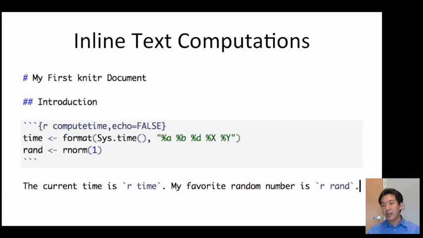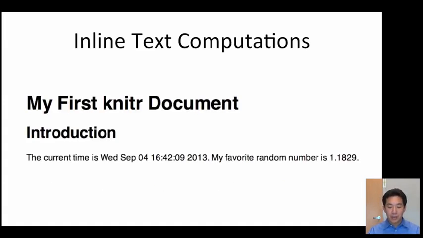So that code chunk, I don't echo the code because I don't want people to see that code. What I want people to see is the sentence immediately after, which says the current time is, and then I'll just plug in the current time, and then the next sentence is my favorite random number is, and then I'll just plug in a random number. So here you can see the output is the current time is Wednesday, September 4th, and there's the time in 2013, and you can see my favorite random number is 1.1829. So that's how you can plug in computed variables or computed results in line with text.